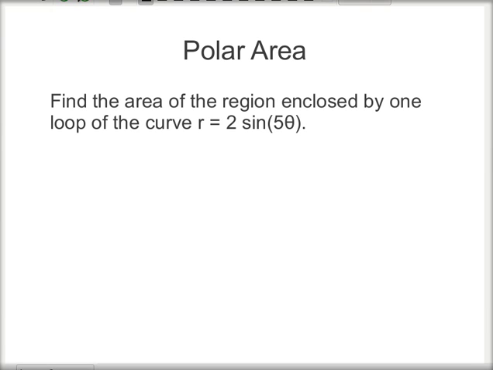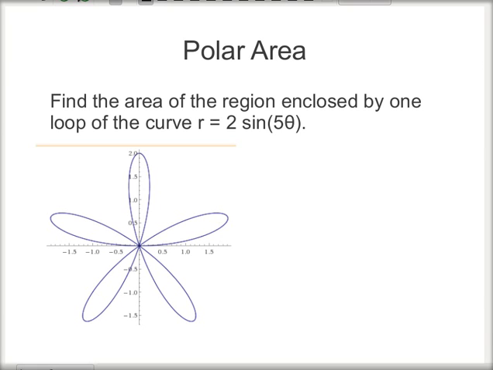In this problem, we're going to look at polar area. So we want to find the area of the region enclosed by one loop of the polar curve r equals 2 sine of 5 theta. So first, let's take a look at the graph of that curve. It's got 5 loops, and we want to find the area enclosed by one of the loops.